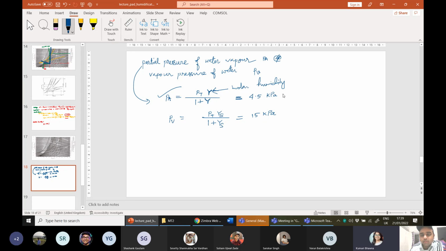Can any one of you confirm these two values for me? It was 17.3 for me. The second one, 17.3 kPa approximately. Okay, anybody else? You calculated by finding out the saturated humidity value, right, and not Antoine's equation? Yes. Okay. Anybody else?